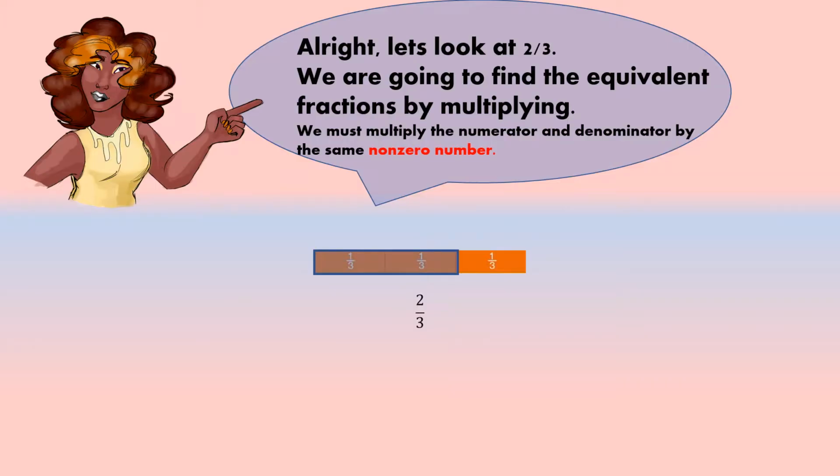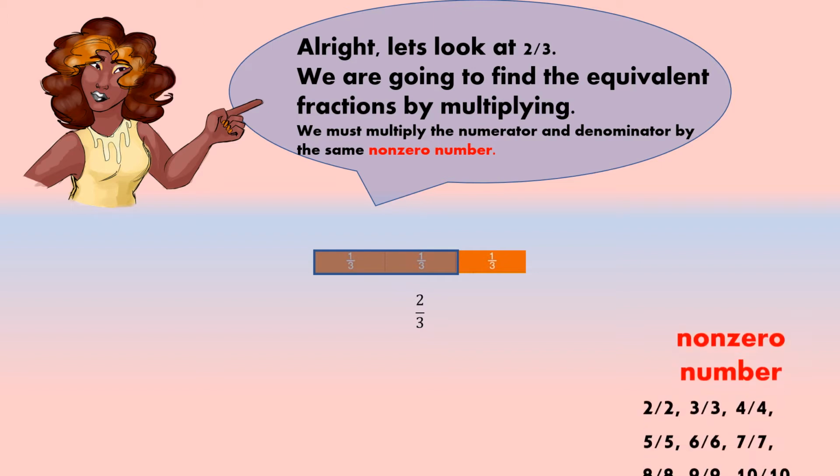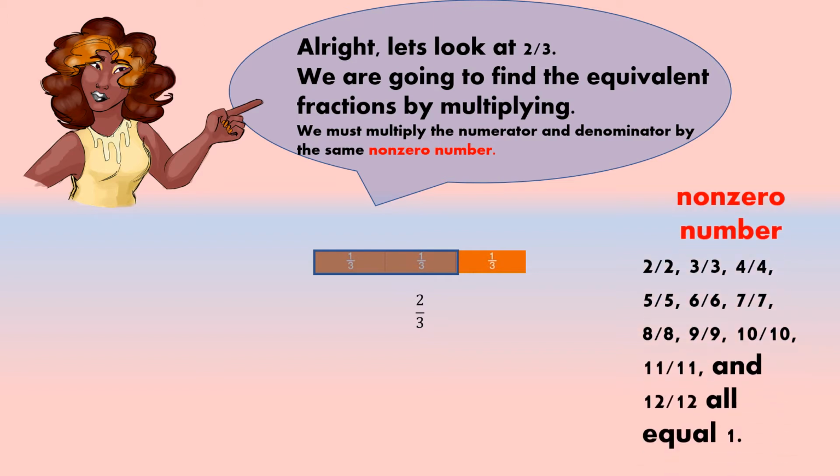All right, let's look at 2/3. We're going to find the equivalent fraction by multiplying. We must multiply the numerator and denominator by the same non-zero number. Now you're probably saying, what is a non-zero number? A non-zero number is 2/2, 3/3, 4/4, 5/5, 6/6, 7/7, 8/8, 9/9, 10/10, 11/11, and 12/12. Why? Because they all equal 1.